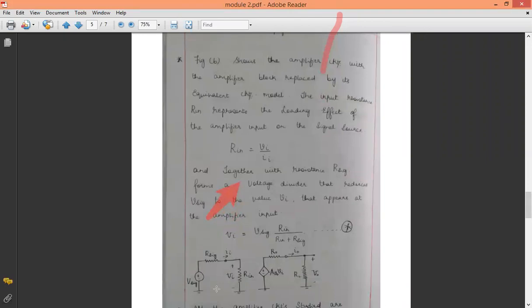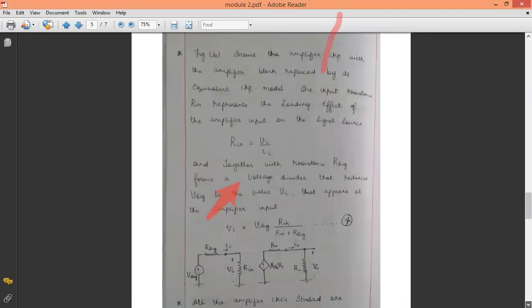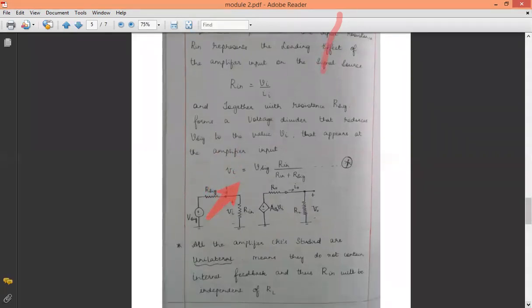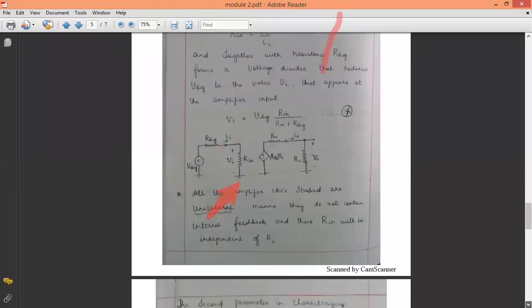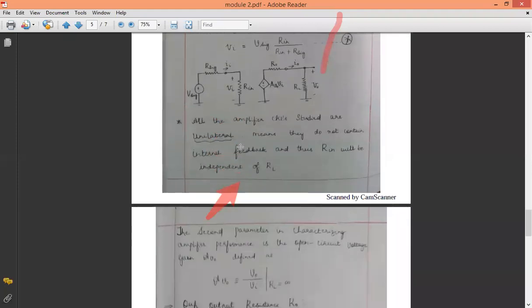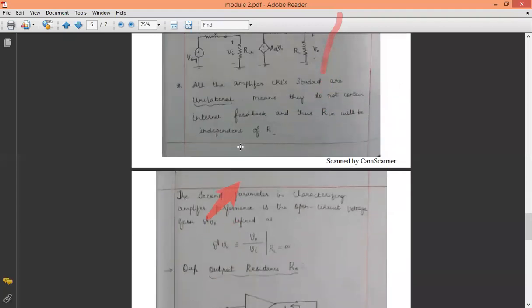R in is known as the what? We call R in the input resistance, which is used to avoid the loading effect. So how do we find the voltage drop across Vi? Apply the voltage divider rule. Okay, and basically these amplifiers are known as what?